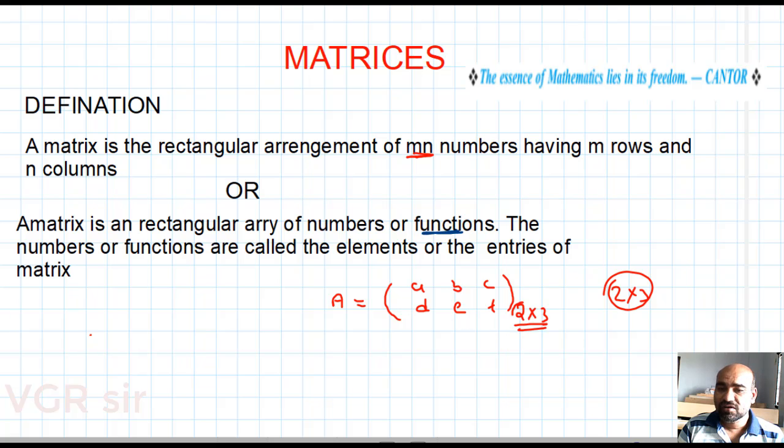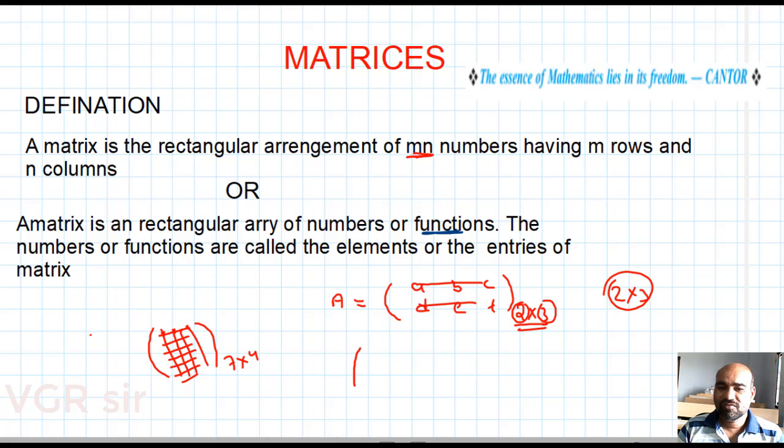These 2 stand for the number of rows that the matrix A contains. These 3 stand for how many columns that matrix A contains. For example, a matrix is given here like this, 7 by 4. What is the meaning of this? This matrix contains 7 rows, 1, 2, 3, 4, 5, 6, 7 rows, and 4 columns, 1, 2, 3, 4 columns. So these are the elements.